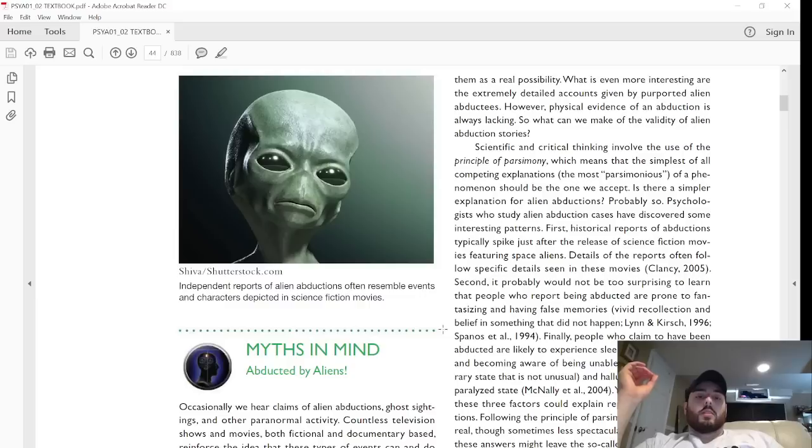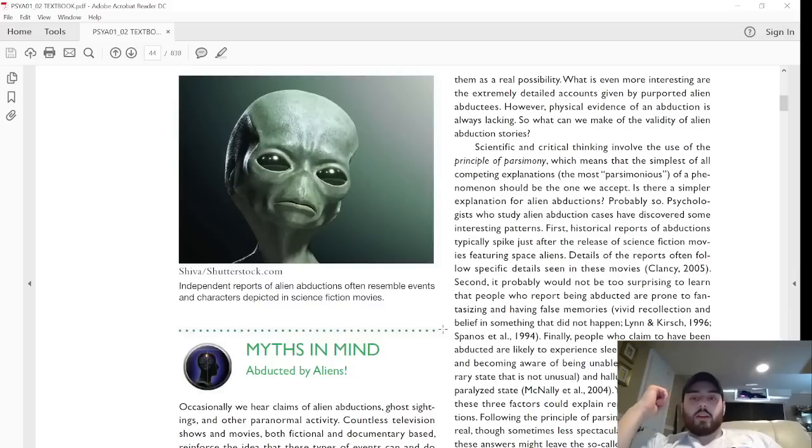So no one has ever really come back and said this is what happened in our alien abductions. But ultimately, what they found was that people who did believe in alien abductions were more likely to suffer from sleep paralysis. Okay, and we can read a little bit about this and get into why that's the case.